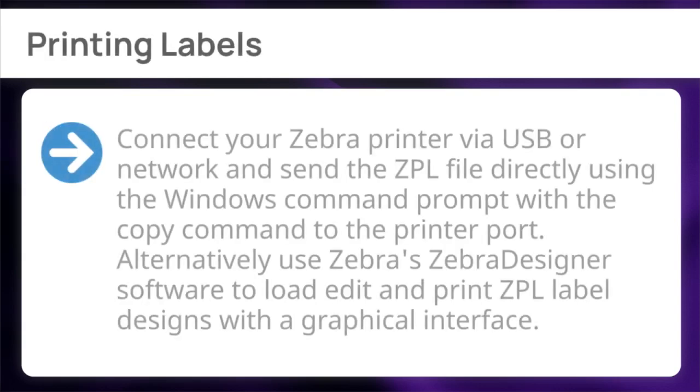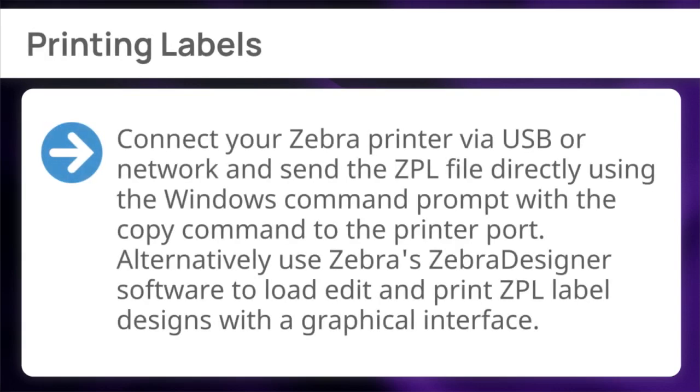Next, printing labels. Connect your Zebra printer via USB or network and send the ZPL file directly using the Windows command prompt with the copy command to the printer port. Alternatively, use Zebra Designer software to load, edit, and print ZPL label designs with a graphical interface.